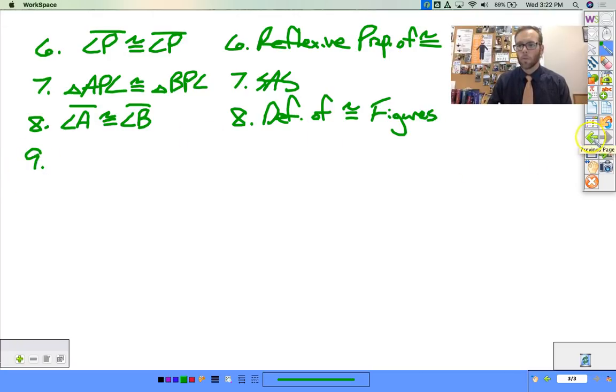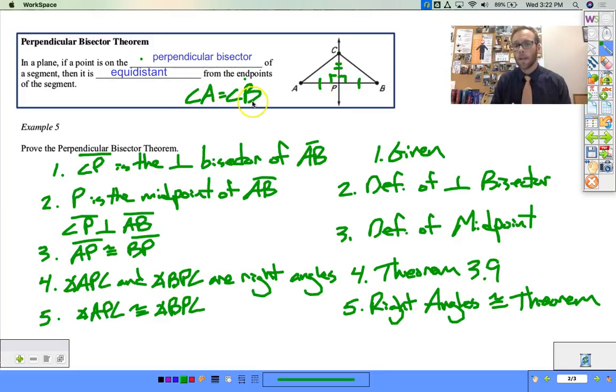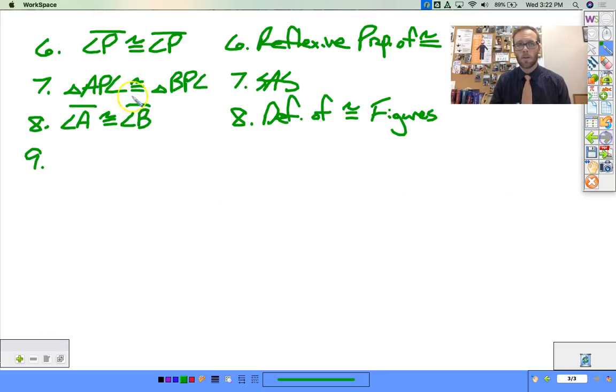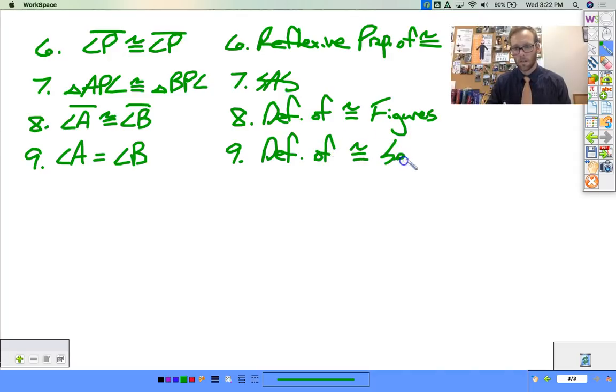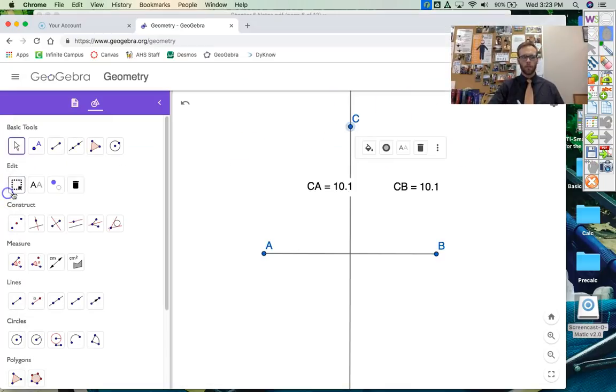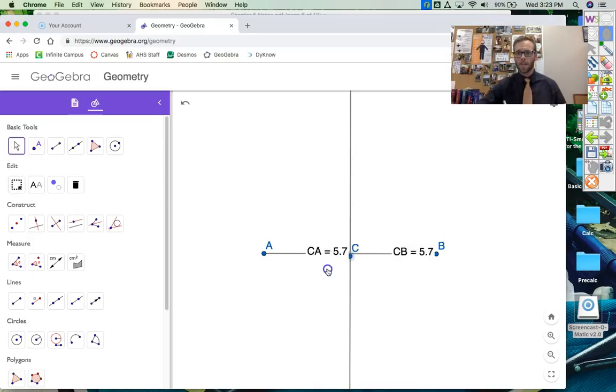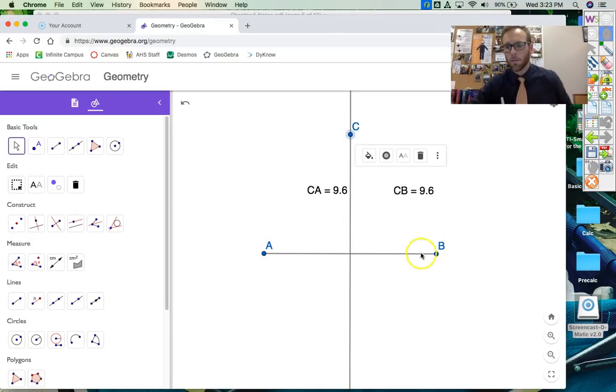Now, the word was, again, equidistant, that CA equals CB. If those segments are congruent, we know their lengths are equal. It's been a while since we've had to do this step in a proof. If two segments are congruent, then their lengths are equal. That is the definition of congruent segments. And there's our proof. We just did it. We proved the perpendicular bisector theorem. We proved that if we have a point on a perpendicular bisector, then it is equidistant from the endpoints of the segment.